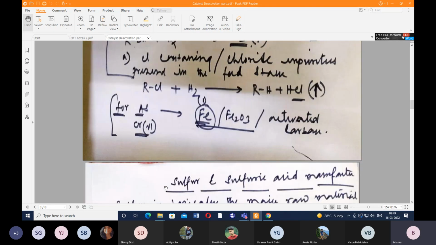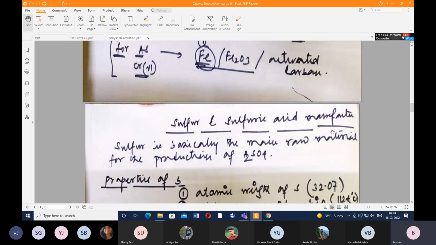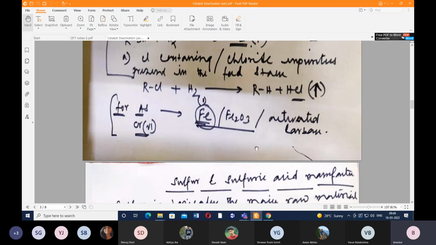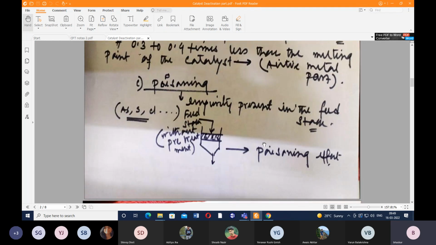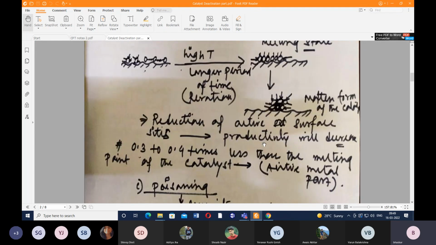Okay, so I'll stop here since I won't have time to start the sulfur and sulfuric acid manufacture today. So on Monday, I will start from here. Okay, so whatever I have taught you today, if you have got any doubts, any queries, you can just put forward right now. Yes, we'll stop the class for today.